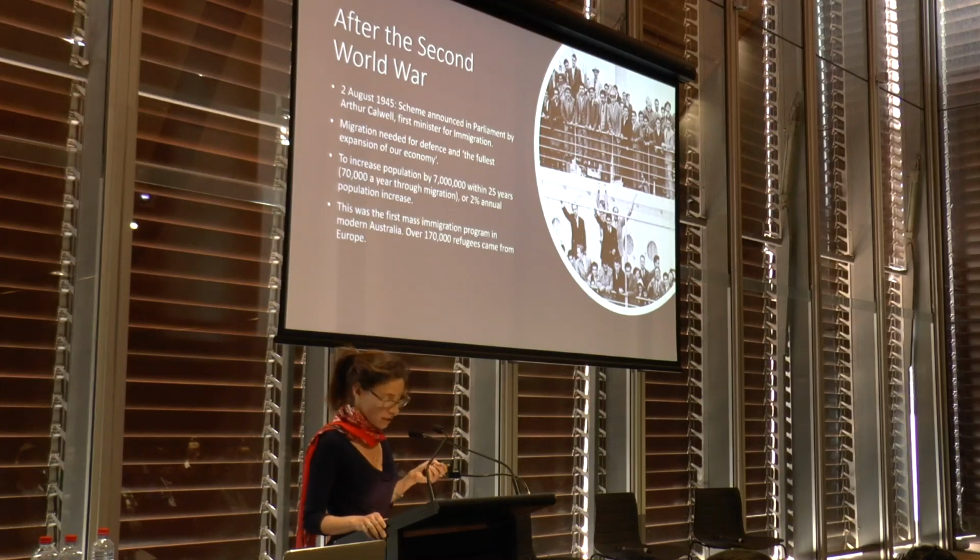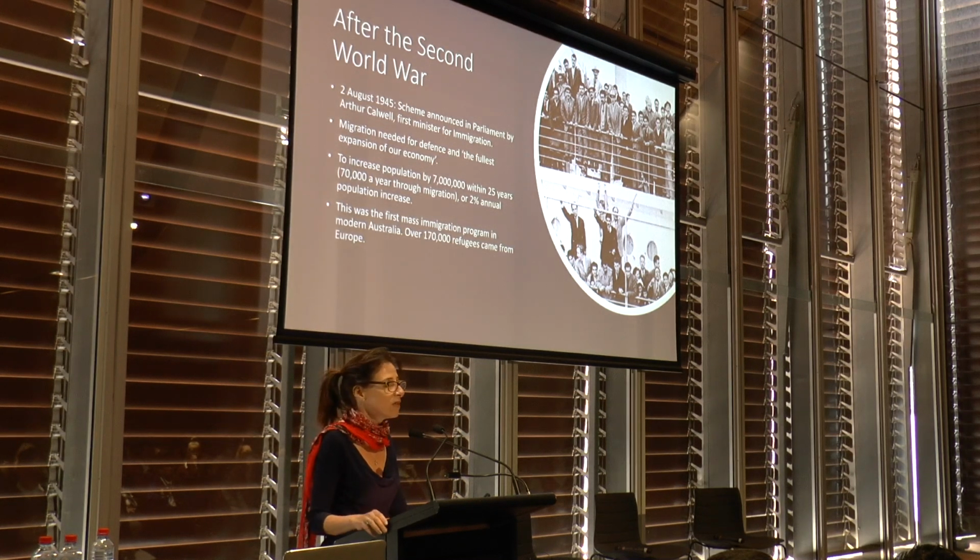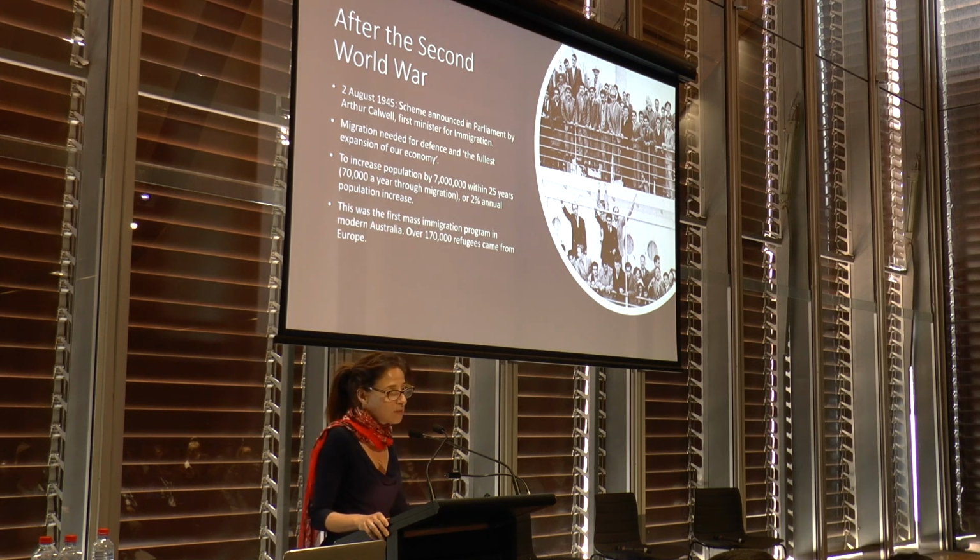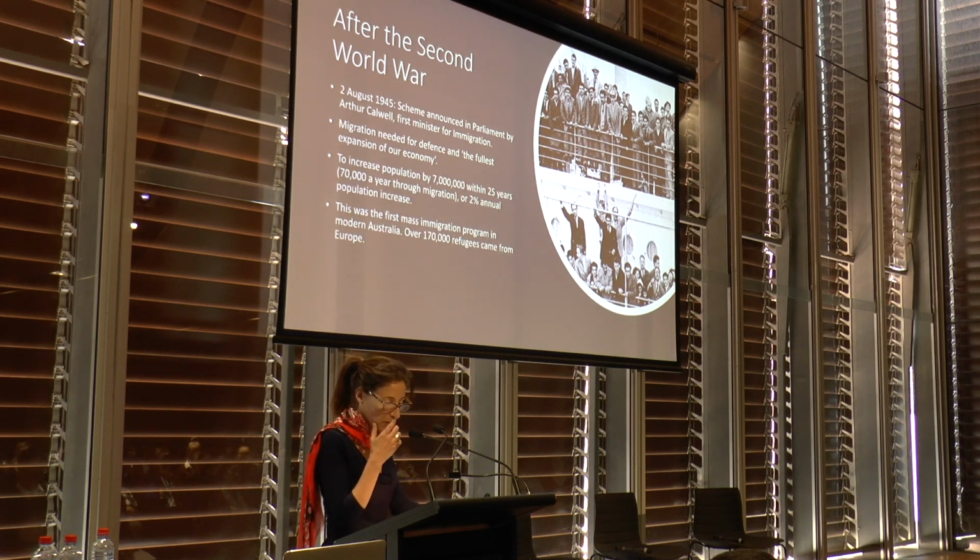It's also the beginnings of a very different demographic makeup of the Australian population, and that's with Australia's first immigration program. So we didn't have an immigration department until 1945, and our first immigration minister was Arthur Calwell, and I'll show you him in a moment.